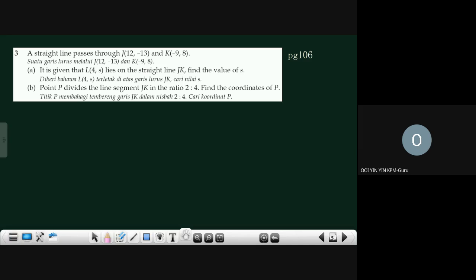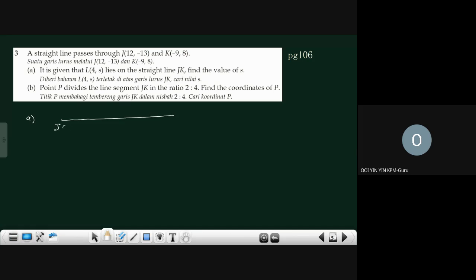3 here. A straight line passes through J and K. Okay. It is given L lies on the straight line JK. Find the value of x. This one we have to, like usual, I said that don't just read for the case. Now we draw the situations. Okay. You have a straight line JK.